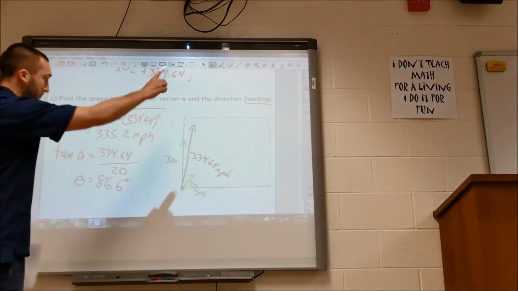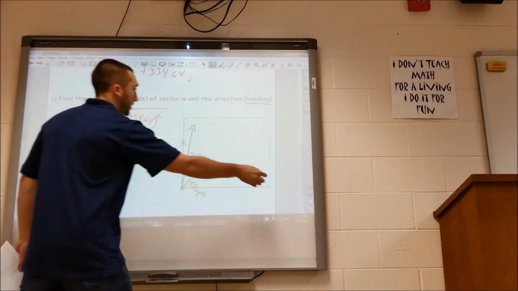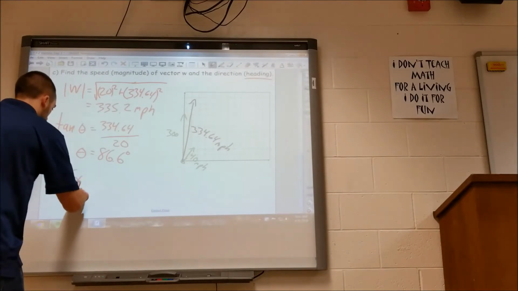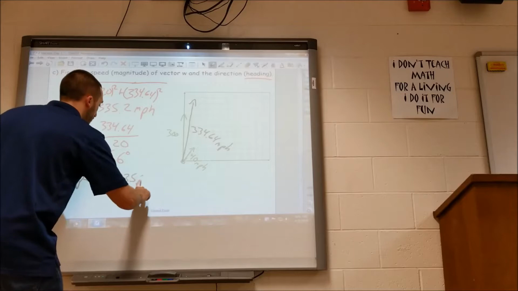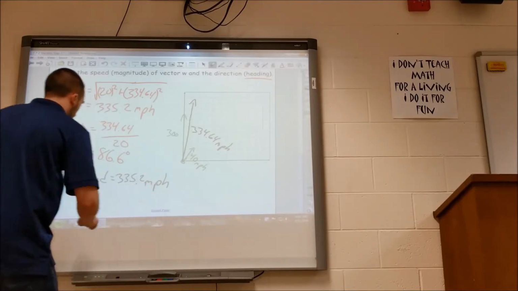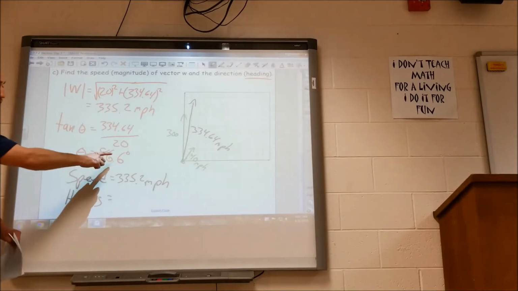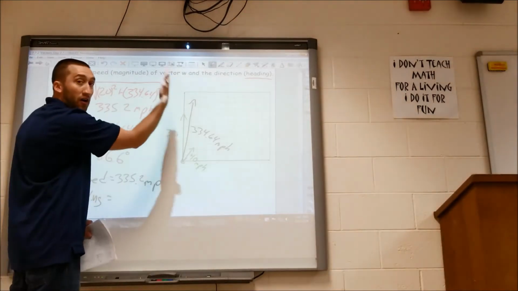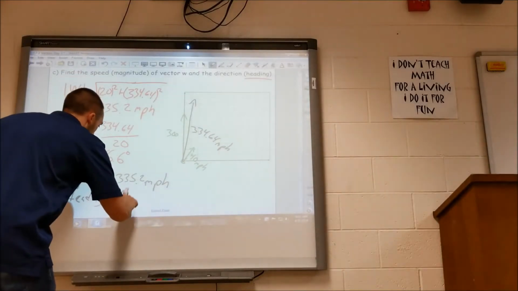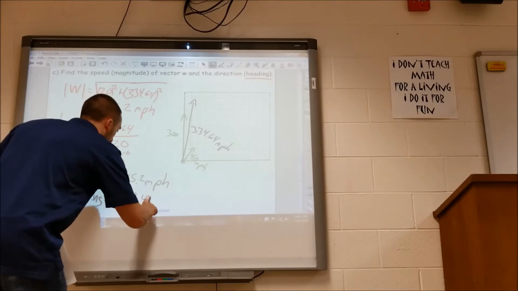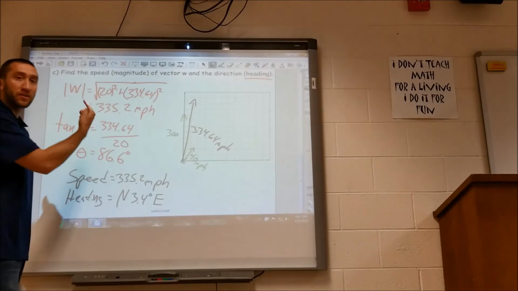Now remember, that means my heading, well, let me just write it out. So the speed is 335.2 miles per hour. But my heading is not 86.6, because remember, the heading is how far off of north we are. So it's really only north 3.4 degrees east. Right? It's only 3.4 degrees off of being directly north.